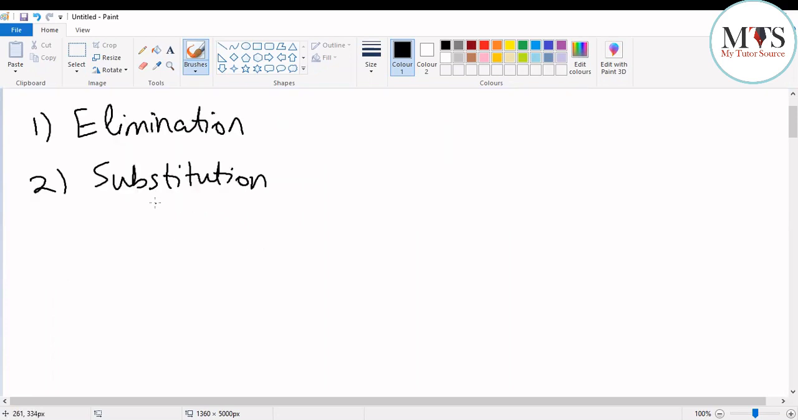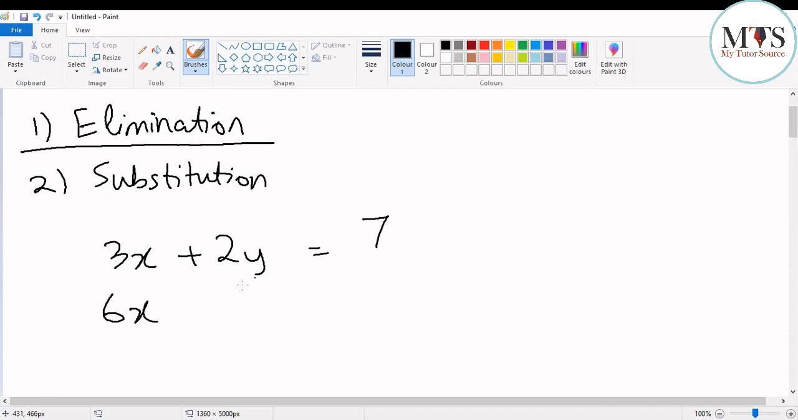Let's look at any two equations. Suppose you have 3x plus 2y equals 7, and then you have 6x minus 2y equals 8, let's say. Now, we obviously can't solve either one of these equations on their own, right? Because there are two variables, so that doesn't work.